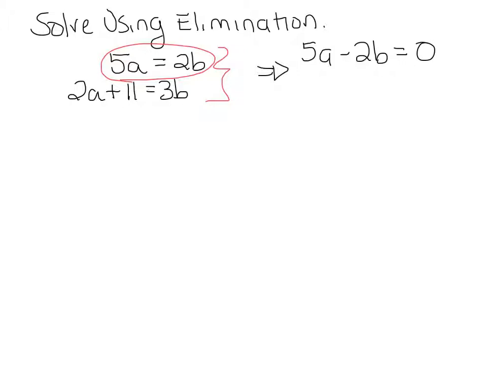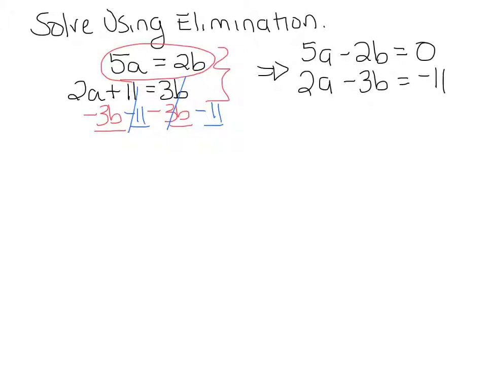In my second equation, I'm going to subtract 3b from both sides, and then I'll also subtract 11 from both sides. This would give me 2a minus 3b equals negative 11.